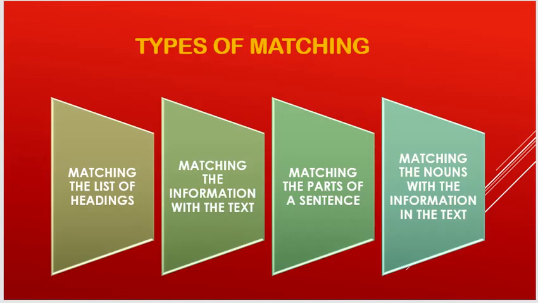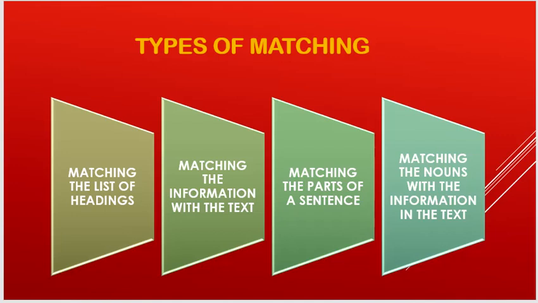The first one is matching the list of headings. So there will be a number of titles or headings that will be given, and you as a test taker are supposed to be matching the information in the text and giving it an appropriate title that you have to choose from a list of titles that are given. Then the next type of matching question we have is matching the information itself with the text. So a statement will be given to you and you need to match which paragraph the information about that is located in.